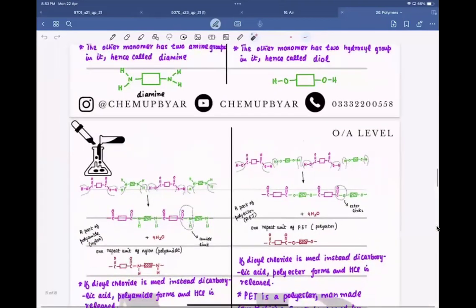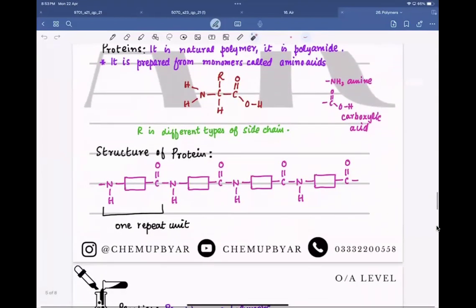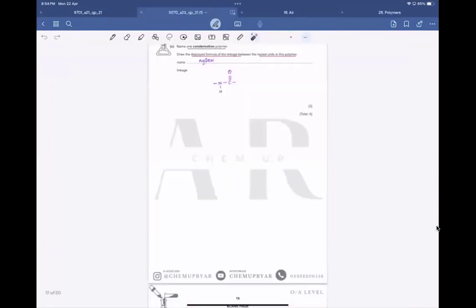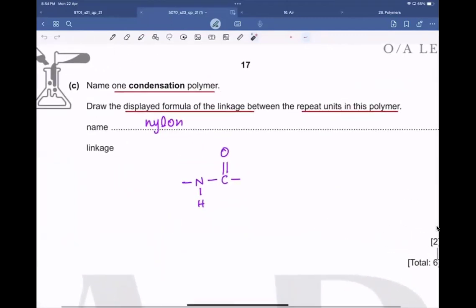Or for example, there is another condensation polymer, protein. If I mention protein, then I'm going to show this link. Is this clear to all of you? So if I mention nylon, I use this. If I write protein, I'm going to use this link only. But instead of these two, if I write PET, then I'm going to show this link.